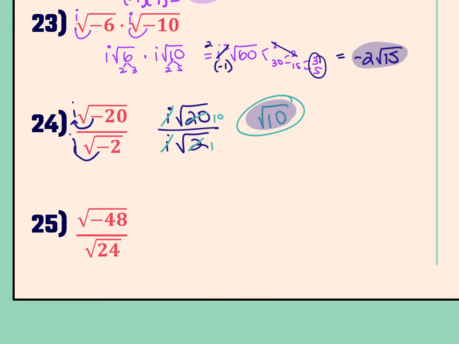Now 25 only has the negative in the top, so I want to take the i out first. Square root 48 over square root 24. 24 goes into itself once and 48 twice, and I end up with i times the square root of 2 over the square root of 1, which is just 1.